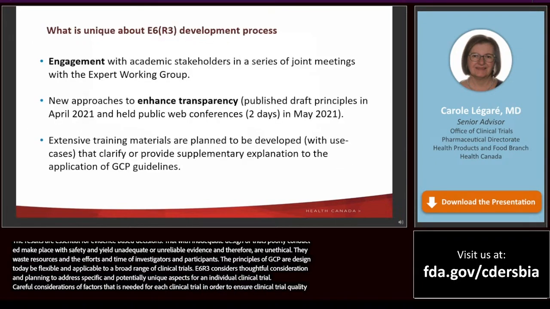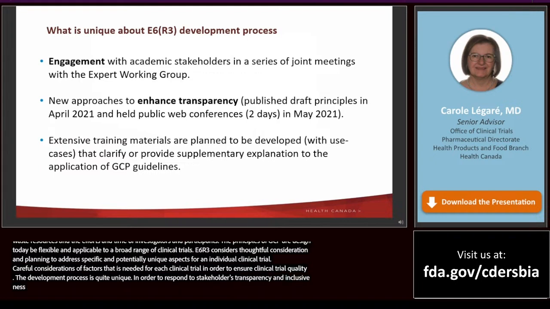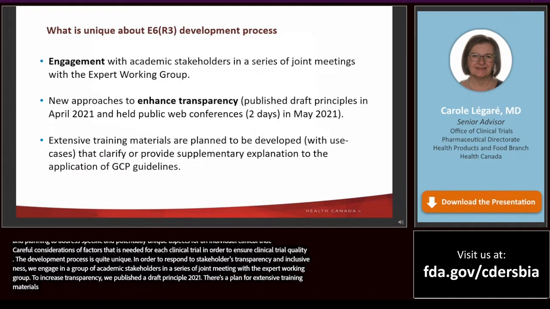The development process for E6R3 was quite unique. In order to respond to stakeholders' requests for transparency and inclusiveness, we engaged a group of academic stakeholders in a series of joint meetings with the expert working group. To increase transparency, we published the draft principles in 2021 and held public web conferences. There's also a plan for extensive training material to be developed using case examples to clarify the application of GCP.